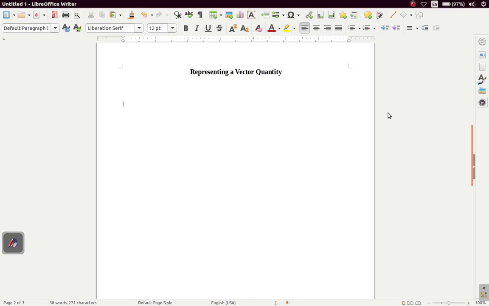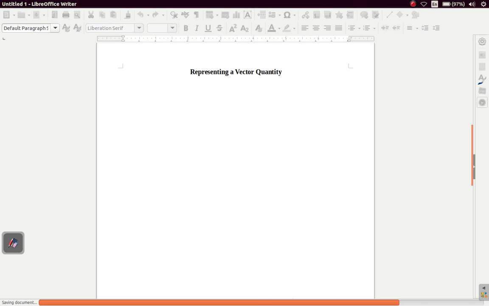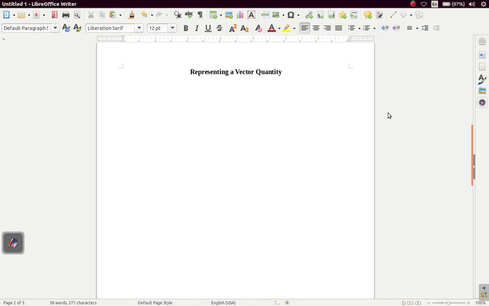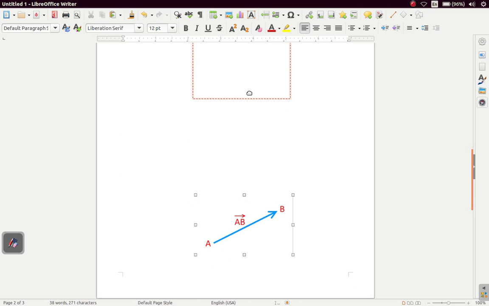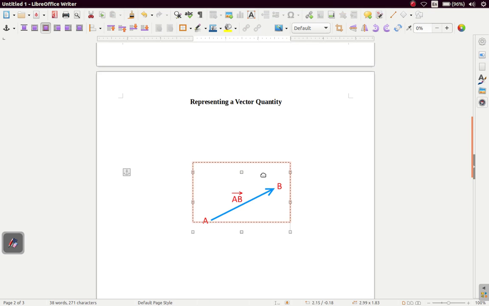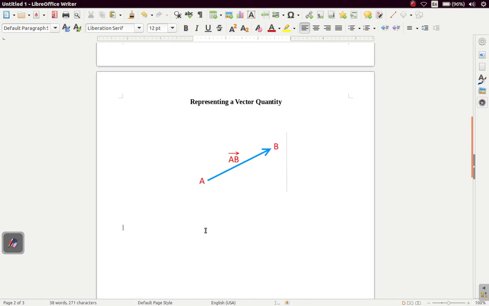Representing a vector quantity. Now, you can represent a vector quantity by drawing a straight line in the direction of the vector and at a length which represents the magnitude of the quantity that you're representing. All right? So, for example, this, which I downloaded somewhere from the internet.